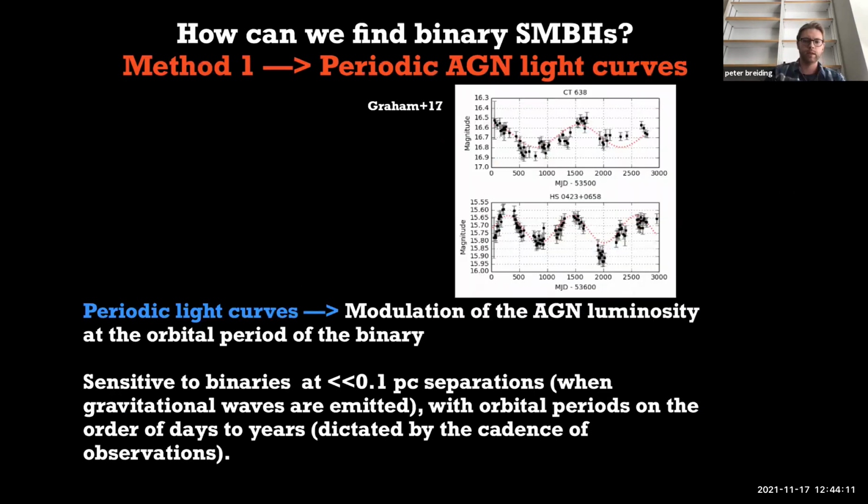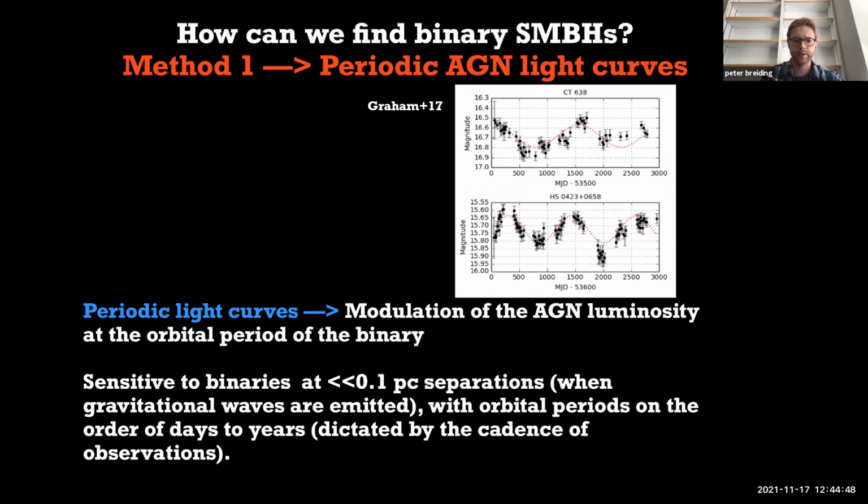So using AGN, one method of finding binaries is to look for the periodic modulation of AGN light curves. So the idea here is that the periodic motions of the binary can influence either the accretion rate or various other mechanisms can lead to the periodic modulation of the light curve output. And typically in history, this has been observed as periodic modulations with optical time domain facilities such as the Zwicky Transient Facility or Catalina Real-Time Transient Survey.